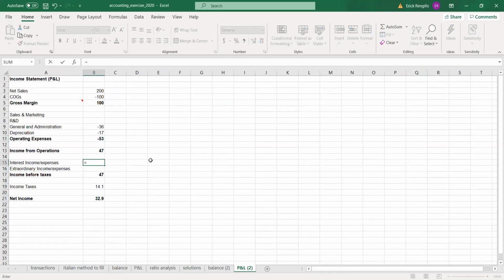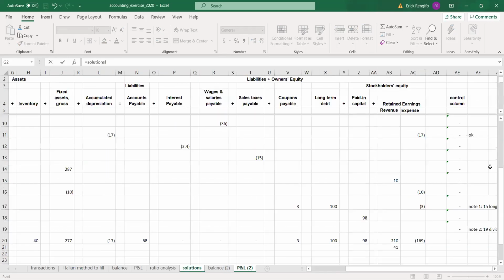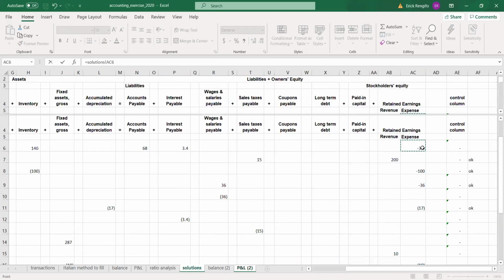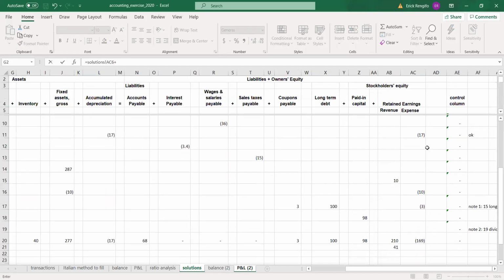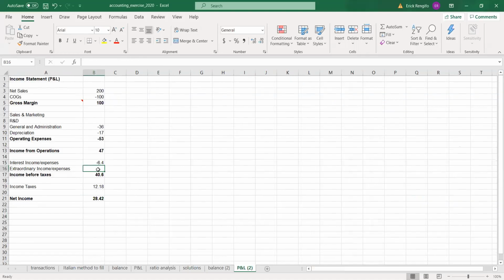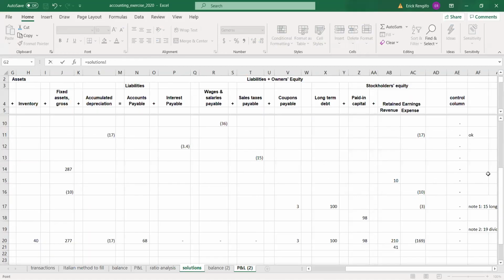Okay, I have a couple of them. I have my 3.4, and I have my, I think it's this 3, correct? Correct, guys? And I have extraordinary income or expenses. Well, in this case, it's going to be 0, but let's put these two together. It's going to be this plus this, correct?